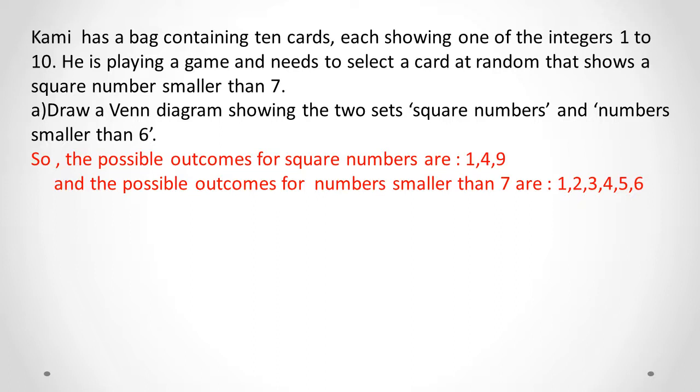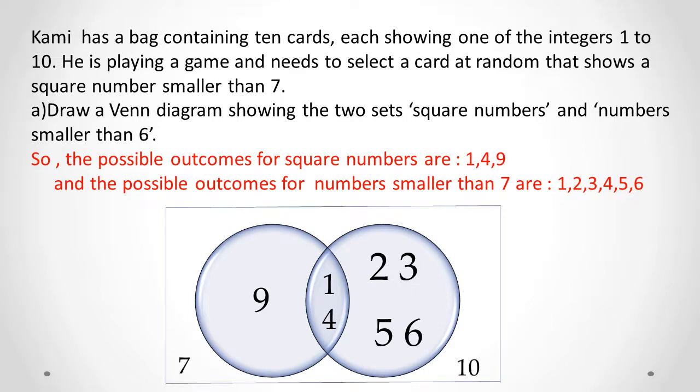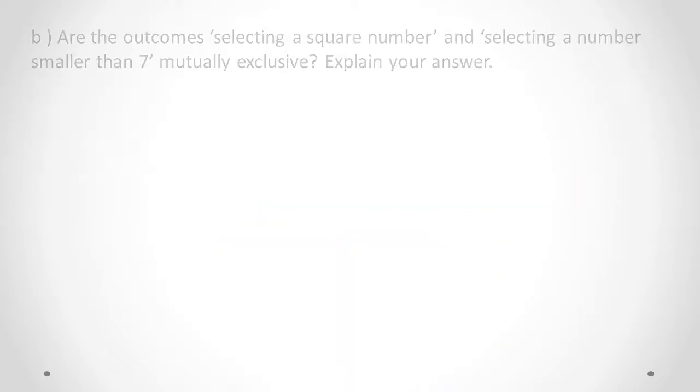So drawing the Venn diagram, we can see that 1 and 4 are in common. And because we have two events, we'll draw two circles. First circle for the square numbers, second circle for numbers less than 7, and we will put 1 and 4 in common. And don't forget that we still have outcomes which are 7, 8, and 10.